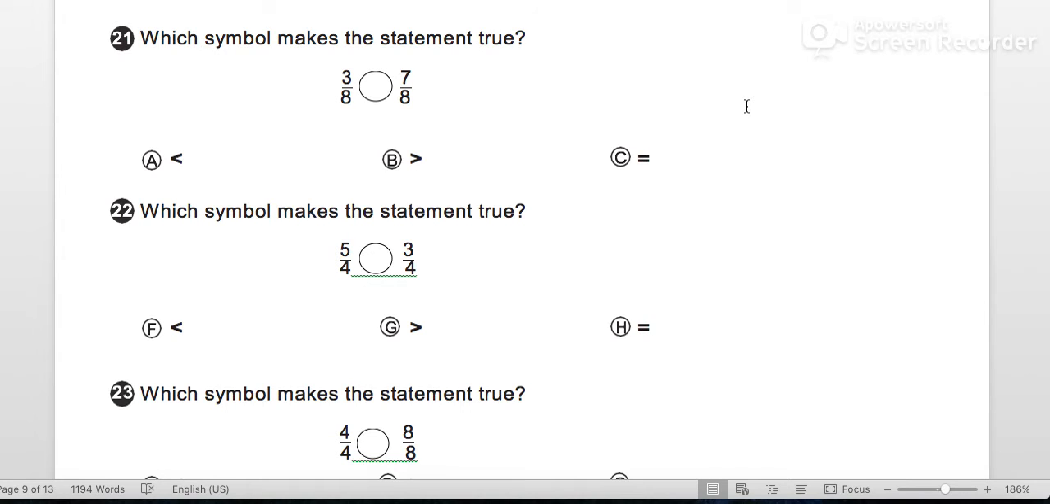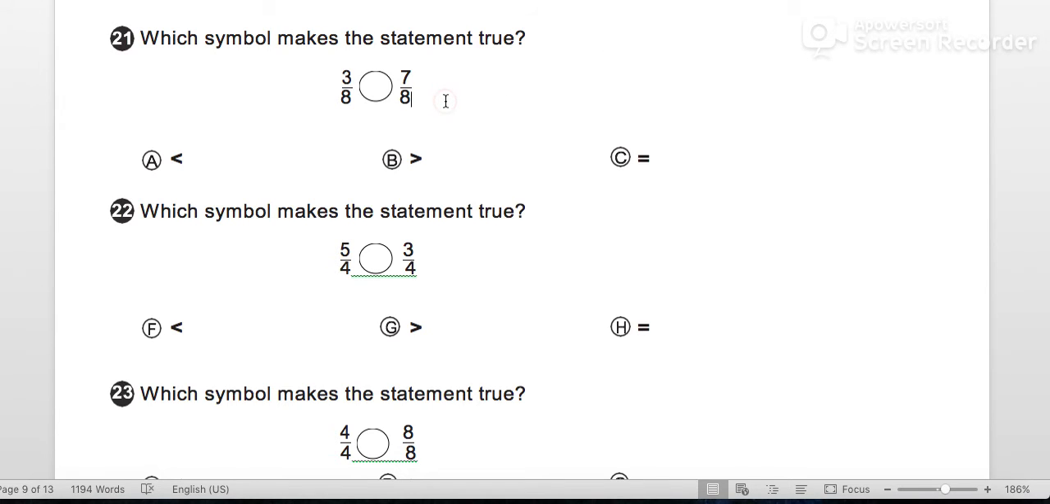So 3/8 or 7/8. These ones have the same denominator, so think about which one is bigger. If you need to, you can draw circles or boxes on the side and divide those into equal parts and fill them in to see which one has the greater amount shaded in. Or you could do it if you know the trick for if the denominators are the same.